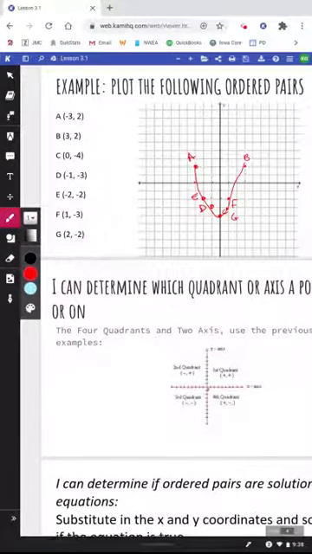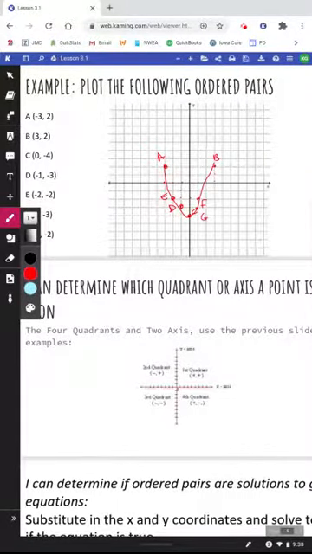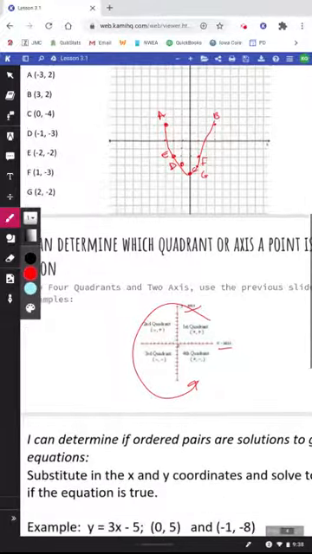Oh, and here's our quadrants again. I guess I should have looked ahead to make sure, but our quadrants again are first, second, third, fourth, going in a counterclockwise direction. The x-axis is labeled, the y-axis is labeled, and the coordinate signs are plus, plus, minus, plus, minus, minus, and plus, minus.